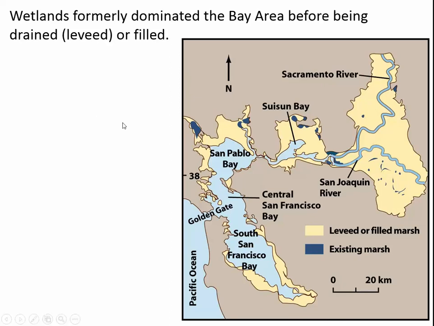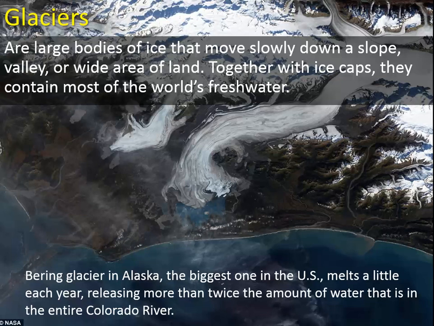Alright, let's conclude this part of the slide with our discussion about glaciers. They are large bodies of ice that move slowly down a slope, valley, or wide area of land. And together with ice caps, they contain most of the world's fresh water. And this here we're seeing is Bering Glacier in Alaska, the biggest one in the US. And it melts a little each year, releasing more than twice the amount of water that is in the entire Colorado River. So this actually is an important part of the water cycle for all the fresh water that it releases to our surface waterways, making that water available to us.